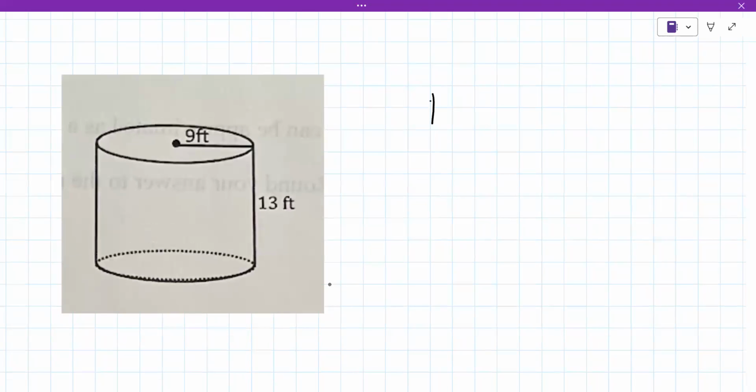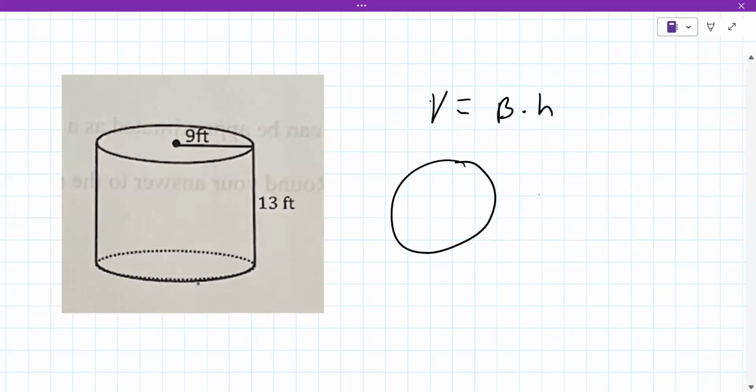Let's do volume again. So volume here is the area of the base times the height. What shape is the base? What do you see up here at the top and the bottom? I'm asking about the shape. Is it a square? Is it a circle, trapezoid? It's a circle.